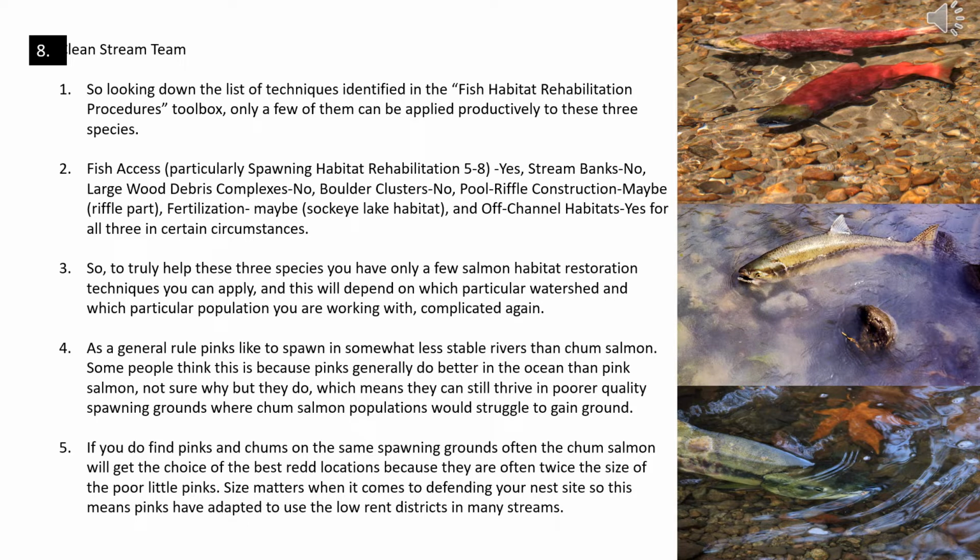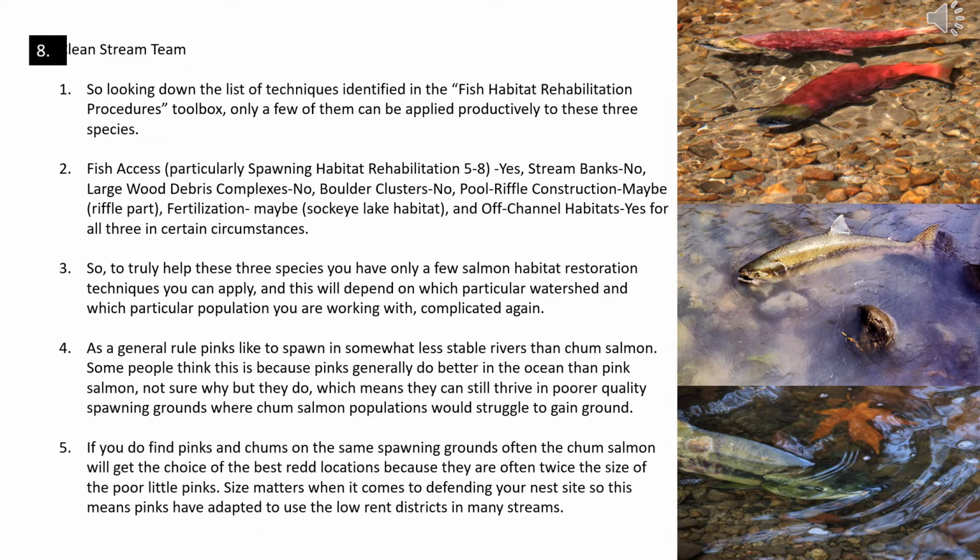So size does matter. So in certain rivers where pinks dominate, chums are in the minority, probably because the quality of the spawning ground is not high enough to sustain their population. When chums dominate, the quality is high enough to sustain their population and would be high enough to sustain pinks, but there's just too many chums pushing them off that gravel.